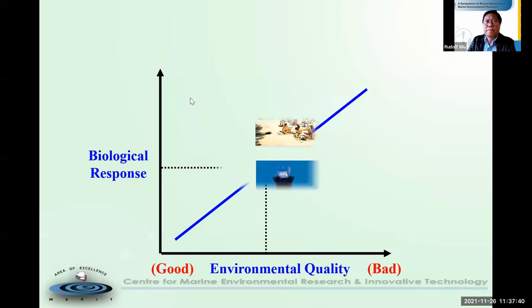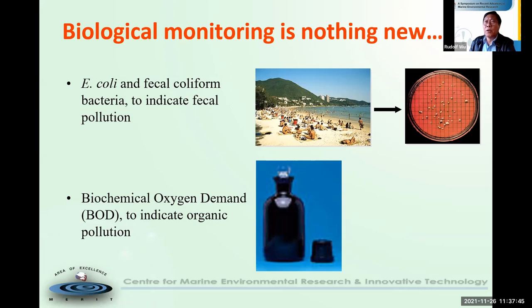Now, in fact, biological monitoring is not a new thing at all. We've been doing this for more than 50 years. Everybody knows the example of E. coli, fecal coliform bacteria, to indicate fecal pollution. We don't go out to collect feces, but rather we collect E. coli and fecal coliform, and if the concentration of E. coli and fecal coliform is high, that means a high level of fecal pollution. For environmental engineers, we all use BOD to measure organic pollution. Instead of measuring the organic compounds in the water, measuring different compounds and organic pollution directly, we only measure how much oxygen they consume per unit time, per 5 days, and so on. So we've been using this for more than 50 years.